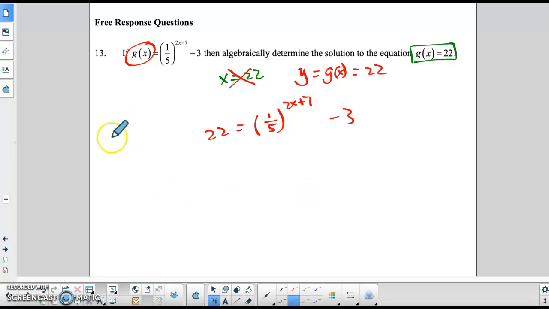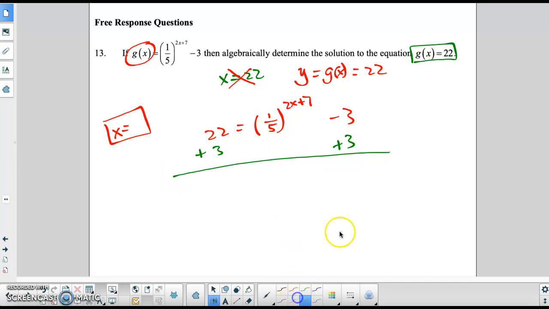Okay. Now, the purpose is to find the x value, right? And you notice x needs to be alone. So we need to get rid of all the numbers around that, starting with -3, using inverse operation, addition. And then this will become 25. The other side, 1/5 to the power of 2x plus 7.